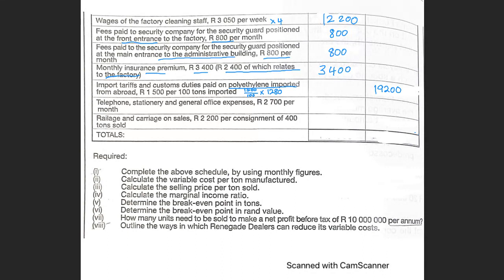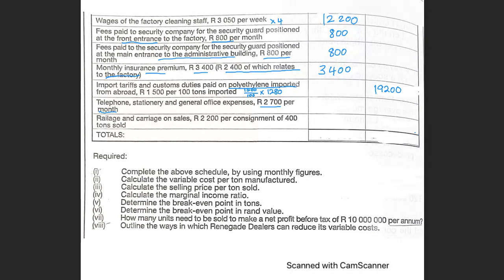And then the next one is your telephone, stationery, and general office expenses. That's 2,700 Rand, already on a monthly basis. So you don't need to convert that. And then this is a cost that will stay the same.